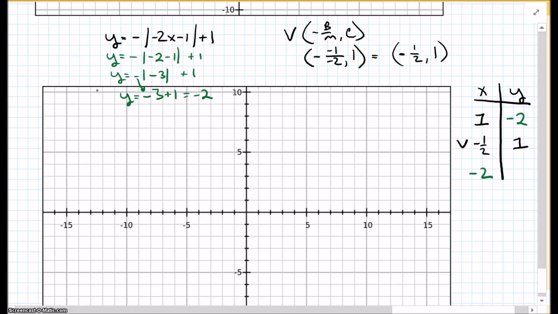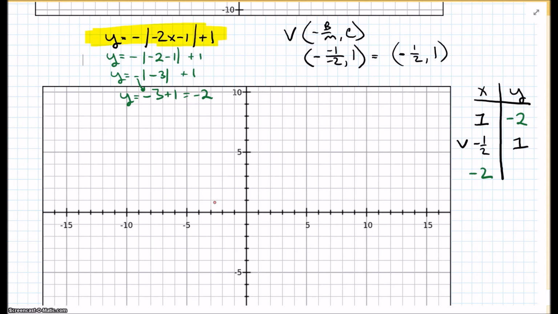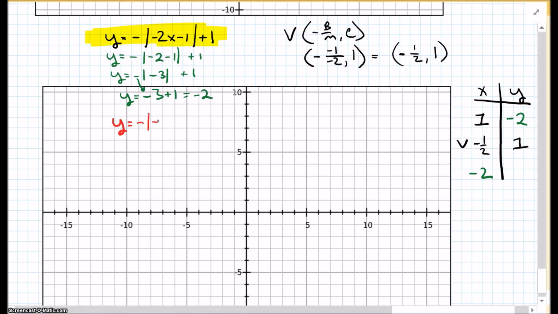So we can plug that one in as well. Again, we're using this function right here, this graph. Let's do it in red. Y equals negative 2 times negative 2 minus 1 plus 1. Negative 2 times negative 2 is positive 4, so I get 4 minus 1, absolute value, plus 1. So 4 minus 1 is 3. The absolute value of 3 is 3, so it's going to end up being negative 3 plus 1, which would be negative 2. So there we go.